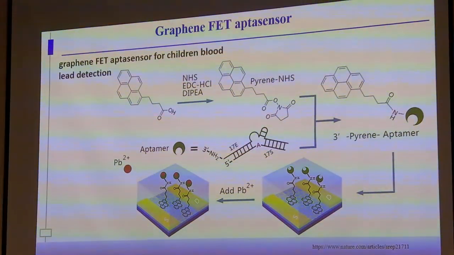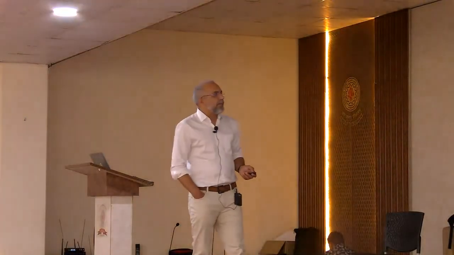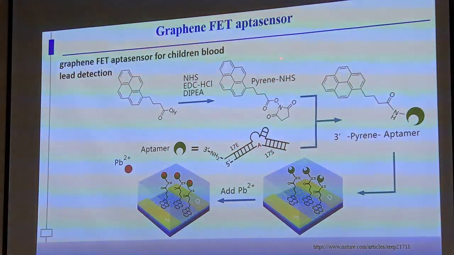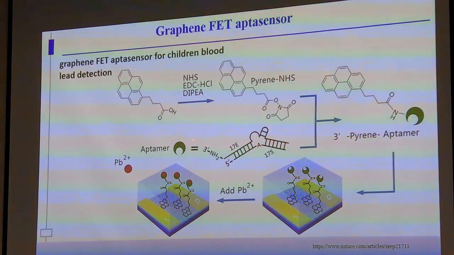We can functionalize graphene in different ways. As I mentioned, that's especially for sensing application. We should have that one. This is another approach where we have pi-pi interaction between graphene and this molecule here. And then we have this FMR molecule like a probe, and it will catch this Pb2+.